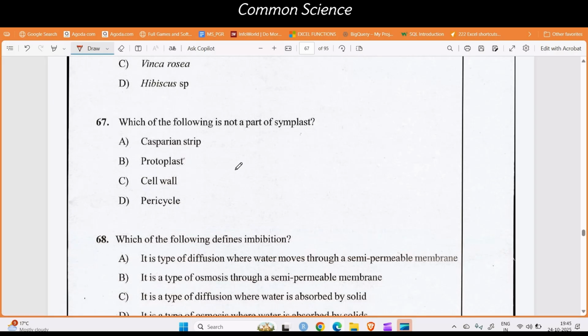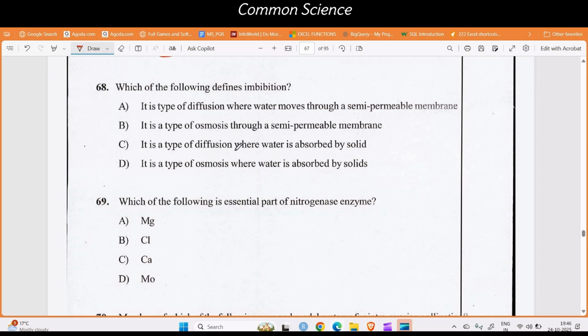Casparian strips, yes. Protoplast, this is not. This is a part. Cell wall is also not a part. So this question has pericycle. Yes, pericycle cells also are a part of symplast. So Casparian strips and cell wall are both correct answers. You could have challenged this question.